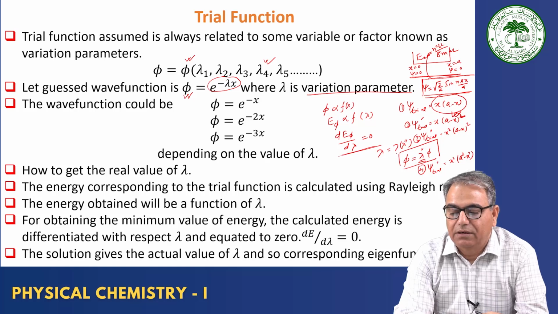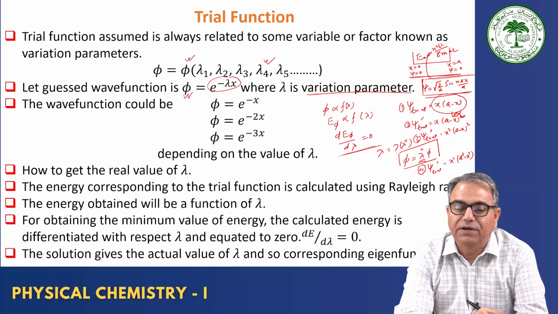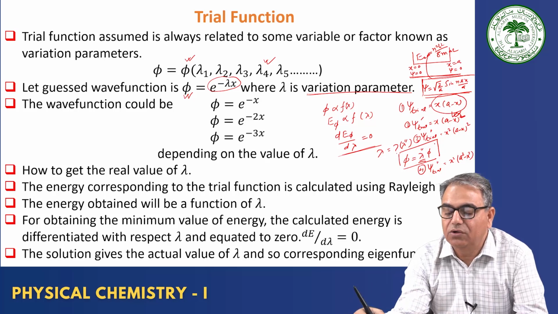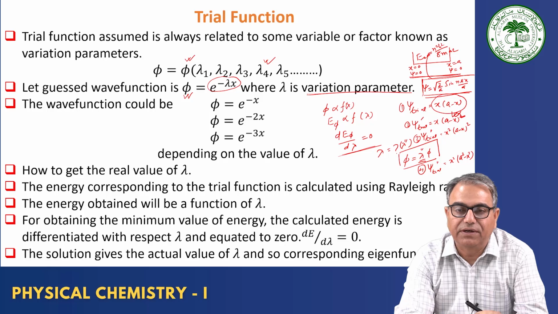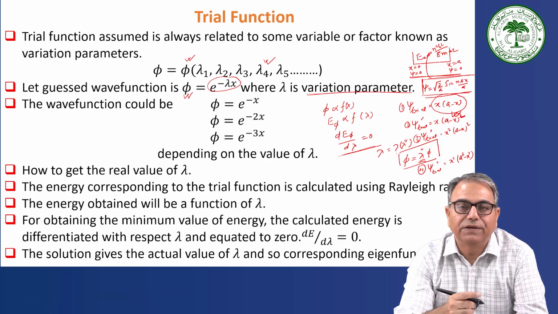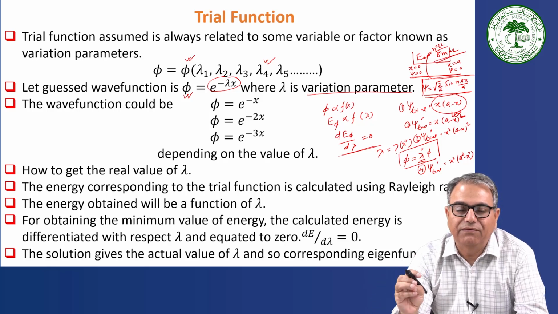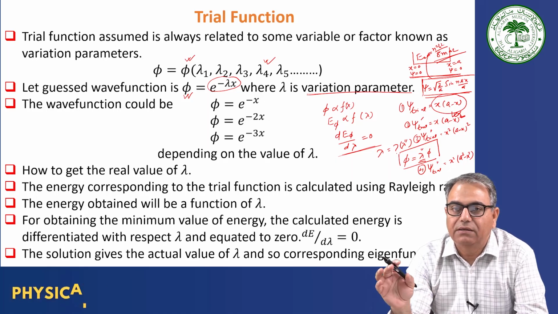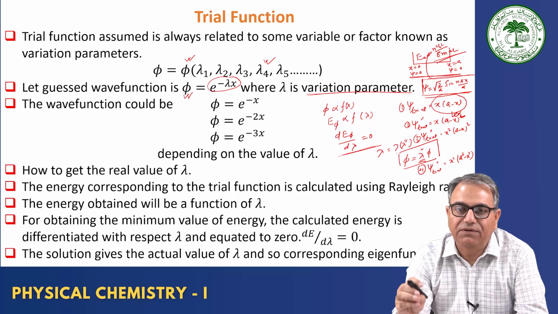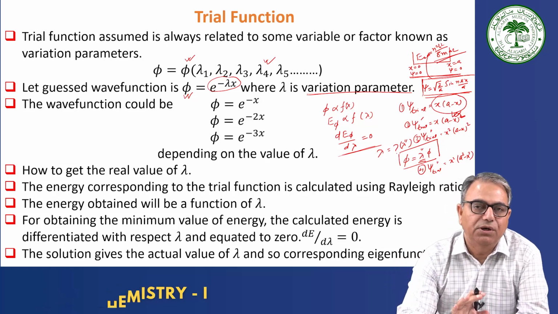We can calculate the energy corresponding to these trial functions, and we can see which of these four is a good or better wave function. Which will be the better wave function? The one which gives you energy closer to the ground state energy, that is n square h square divided by 8 m a square. The principle is that for any trial function which you guess, the energy you get is always greater than the ground state energy, and the best trial wave function is the one for which the energy is closest to the ground state energy. This is the principle of the variation method.